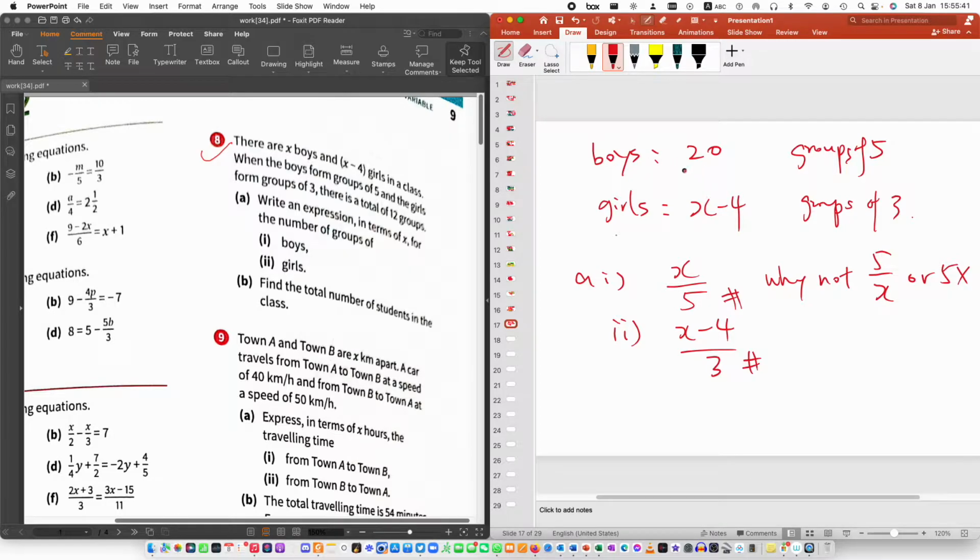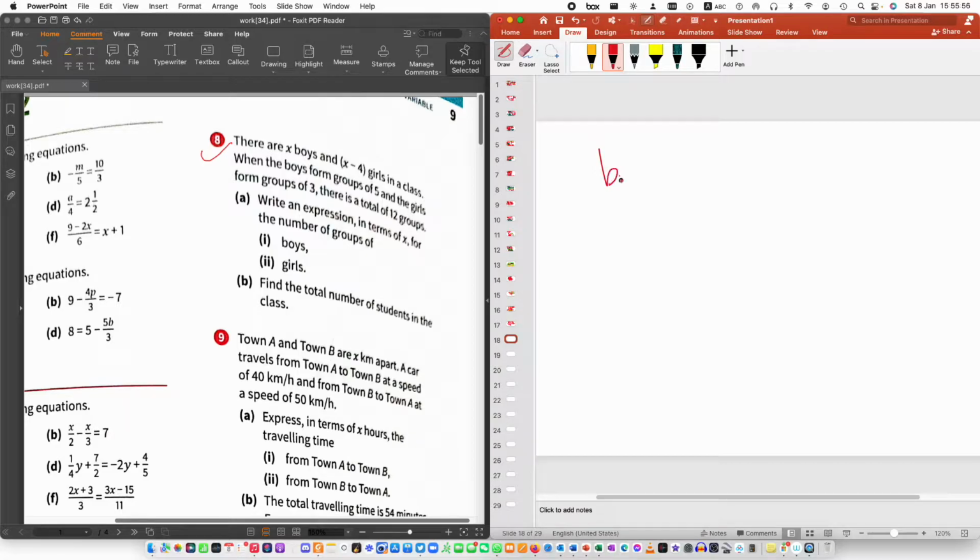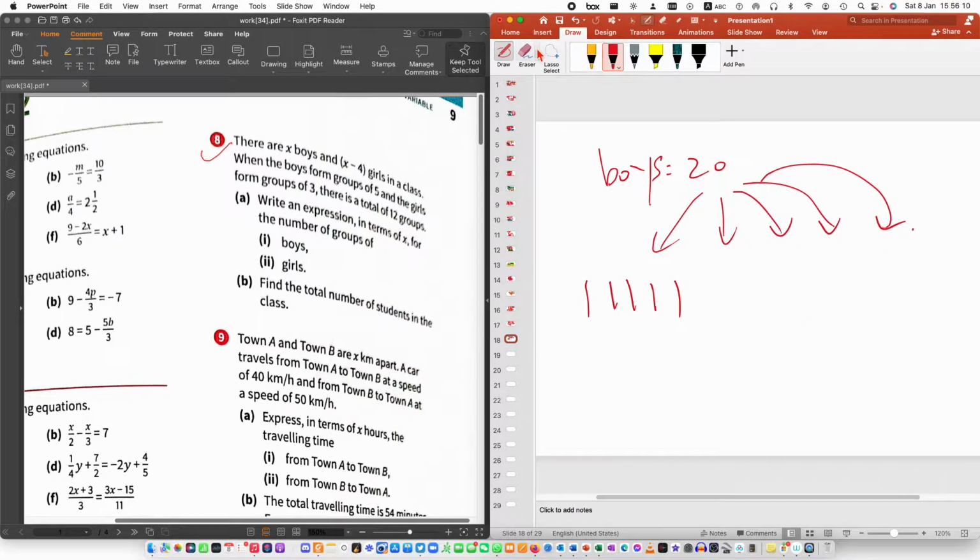So if I change, there are 20 boys. One group of boys is 5. So how many groups do you get? You have 20 boys, right? One group is 1, 2, 3, 4, 5. One group is 5. So you ask yourself, how many groups can you split into? Am I right or not? So how many groups? 4 groups, right?